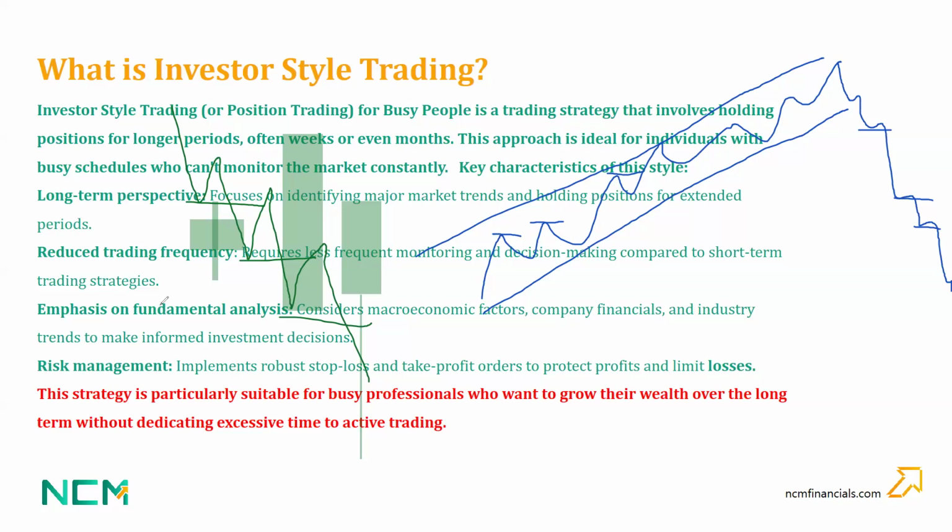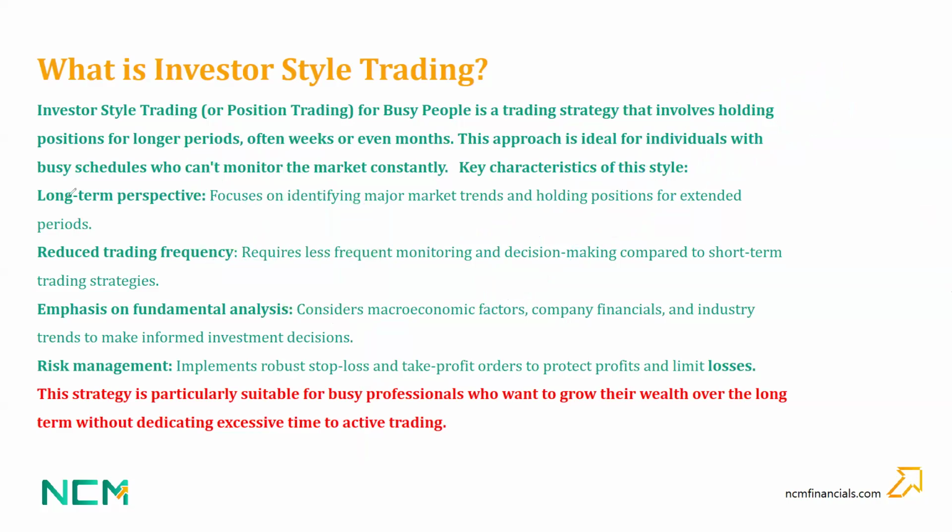So there are two kinds of trends. There's an uptrend, okay, and there is a downtrend. The uptrend is called a bullish market. The downtrend is called a bearish market, in which you have lower lows.